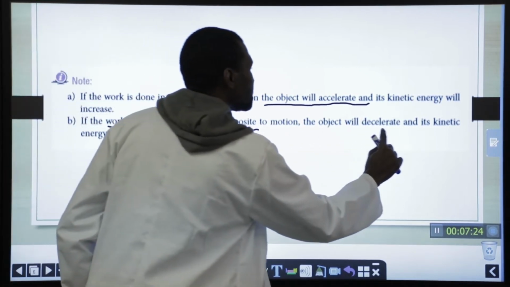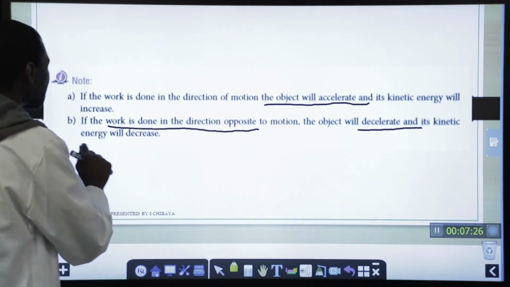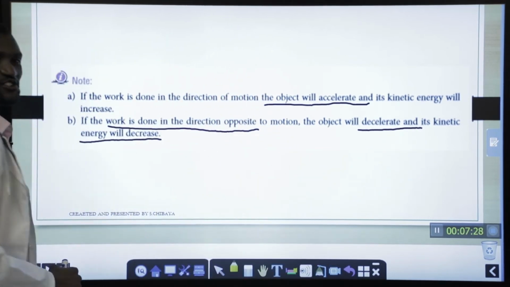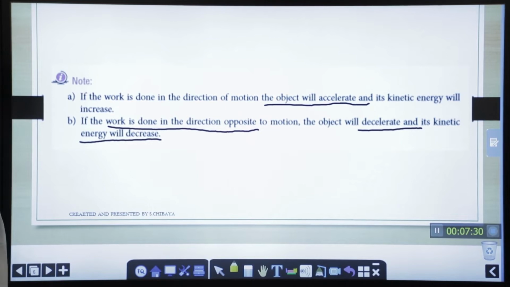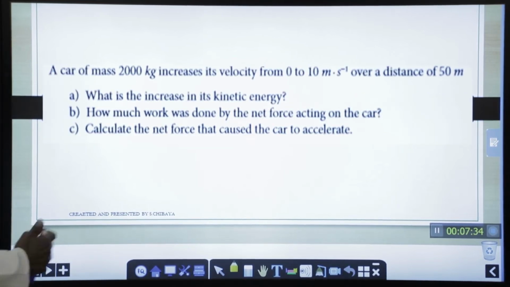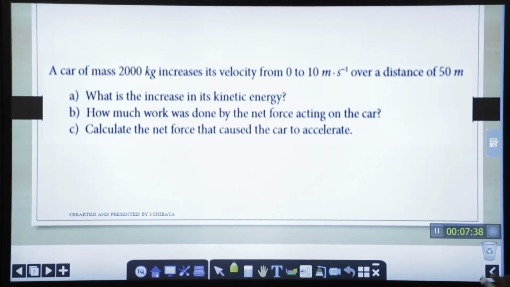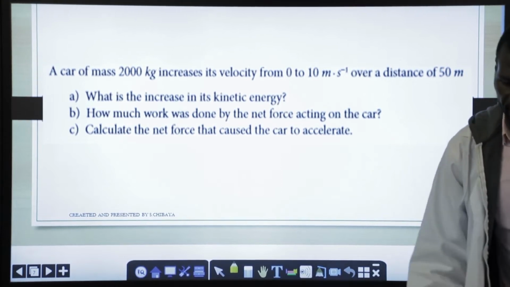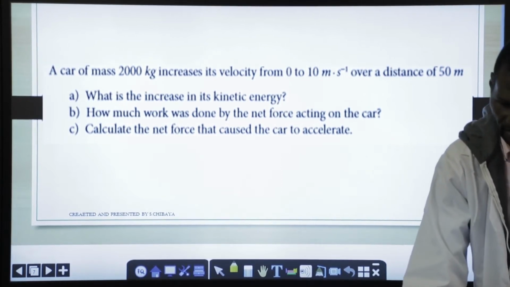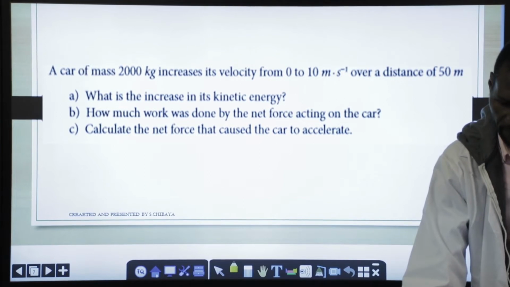The object will decelerate and its kinetic energy is going to decrease. I think that's straightforward, basically. Let's quickly look at some questions and some calculations that involve work done. Here is one example that I want us to look at.